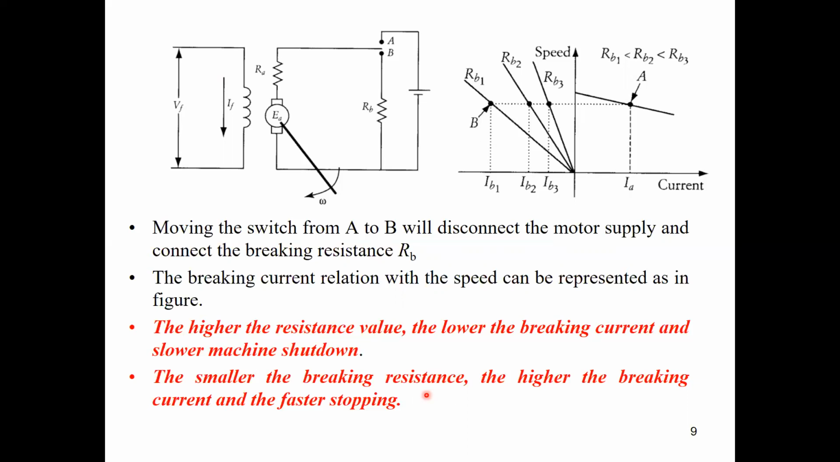Generally speaking, we can say a very small resistance is very good because it will make the machine stop faster. However, we have a limitation because of the value of current. We cannot increase the current over 2 or 3 times the rated current. So we have to design our braking resistor carefully in order to avoid damaging the machine.